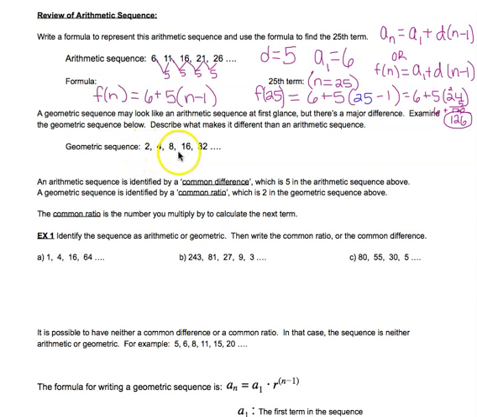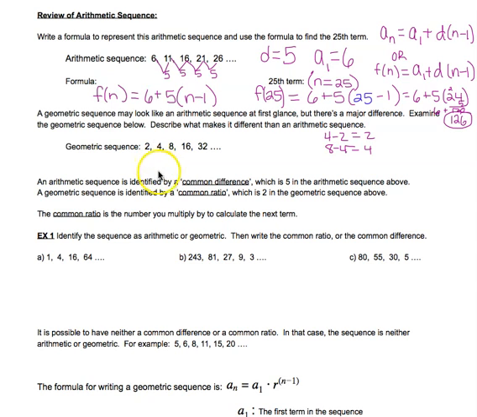So hopefully you decided that there is not a common difference, because if I do 4 minus 2, which is the difference between the first two terms, that's 2. But if I go between the third and the second term, 8 minus 4, that gives me 4, which means that this sequence cannot be arithmetic because I do not have a common difference. But that doesn't mean that there's not a pattern. It just means that it's not an arithmetic pattern.